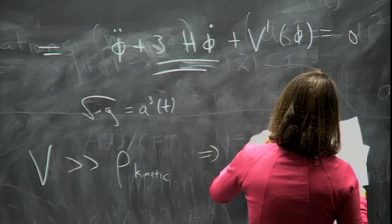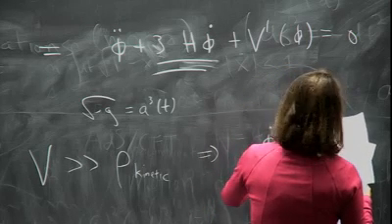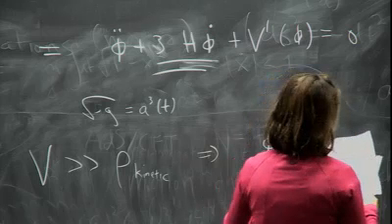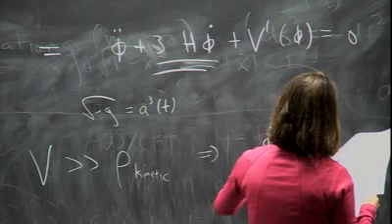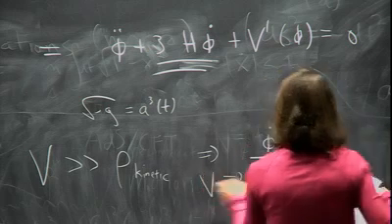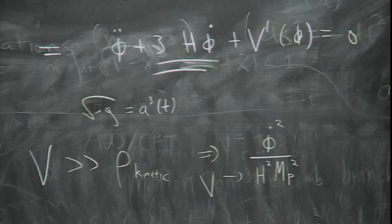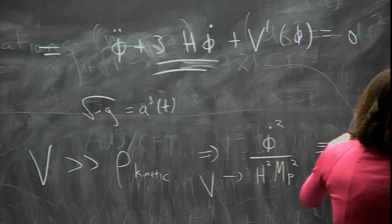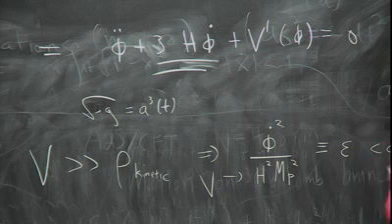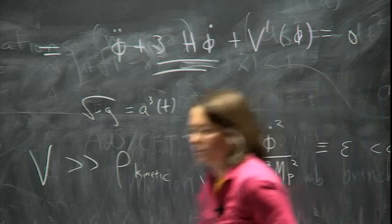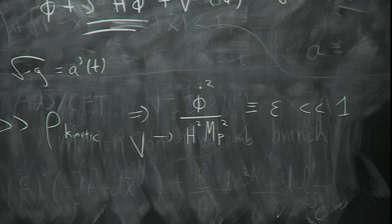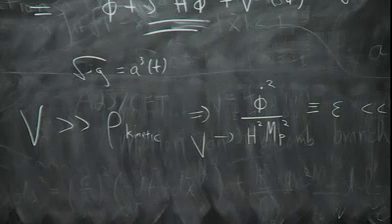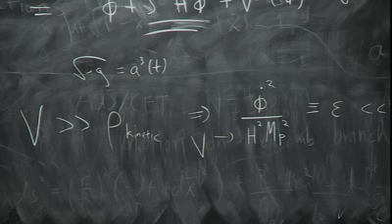So what does that mean? Well, that means phi dot squared over the potential energy. Now from the Friedmann equation, the potential energy is of order H squared M Planck squared, so it's useful to go back and forth between those two. Let's call this epsilon, and we know we need it to be small. Okay, so far so good. Again, I just use from here V equals 3H squared M Planck squared.